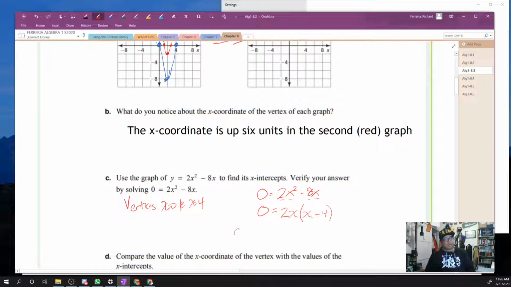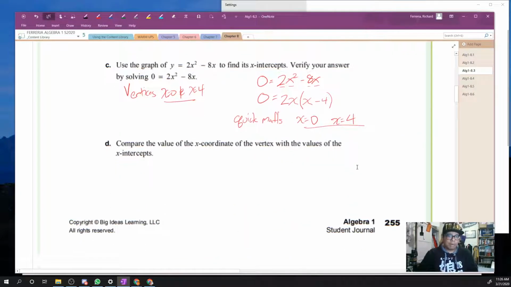And then we're going to do our quick maths. I forgot that we were saying that in class. Quick maths, x would be equal to 0 and x would be equal to positive 4, which coincidentally is the same thing we got from the graph. So which is better, the graph or the analytics? Well, that's kind of up to you.